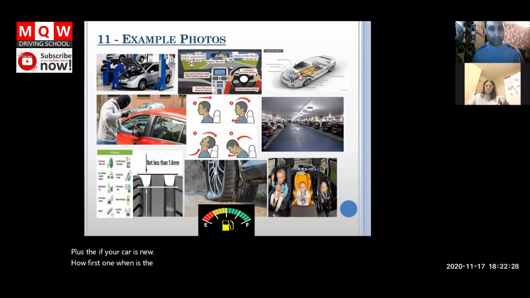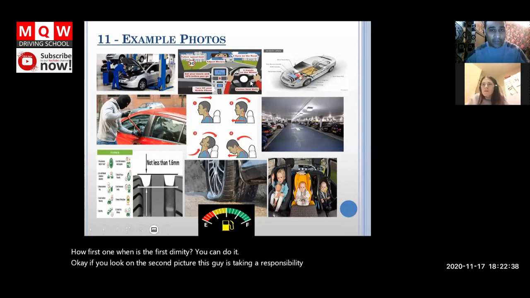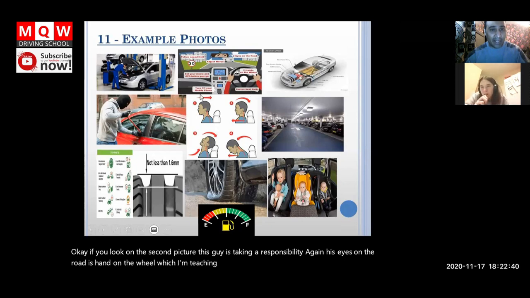If you look at the second picture, this guy is taking responsibility again. His eyes on the road, his hands on the wheel, which I'm teaching you as well. You're wearing the seatbelt, your phone is off, you're watching the speed signs, you are thinking about driving in the built-up area.